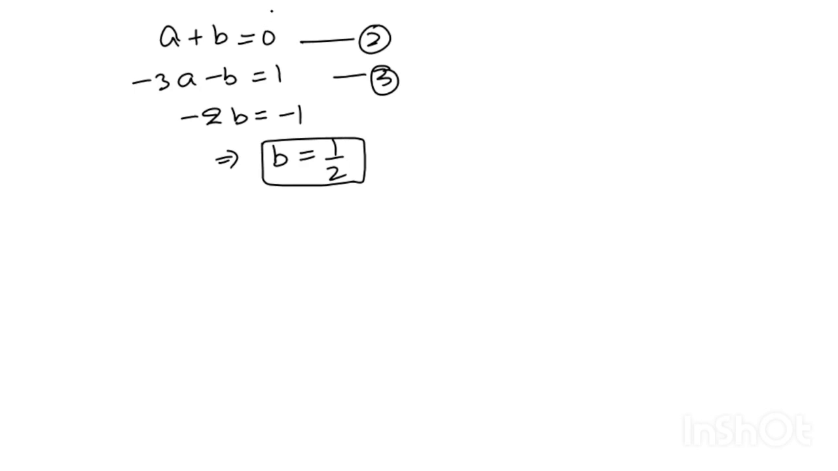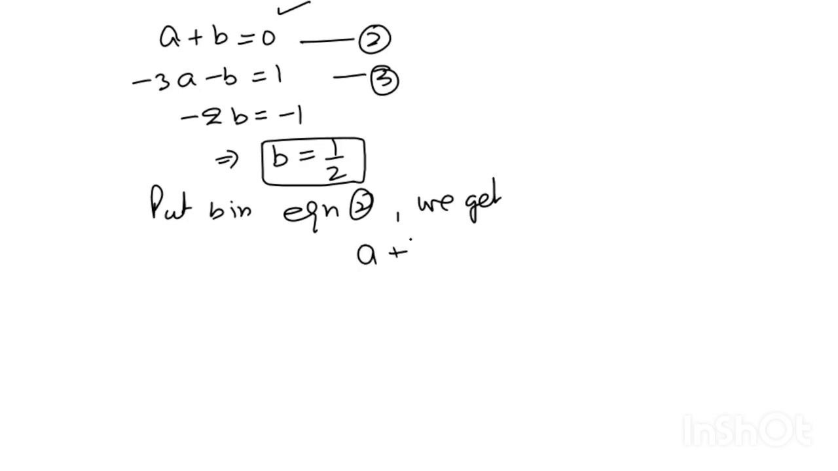Now we put the value of b in second equation. Put b in equation second. Then we get a plus half equal to 0. So value of a equal to minus half. So the value of a is minus half and b is plus half.